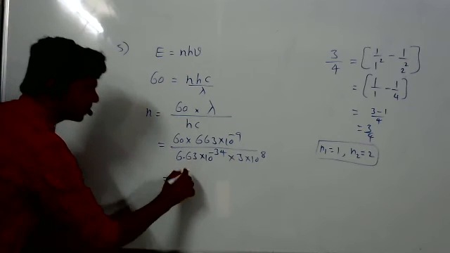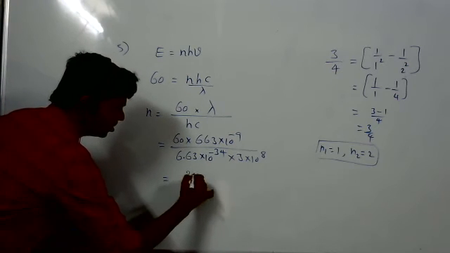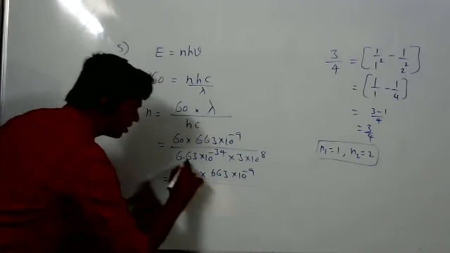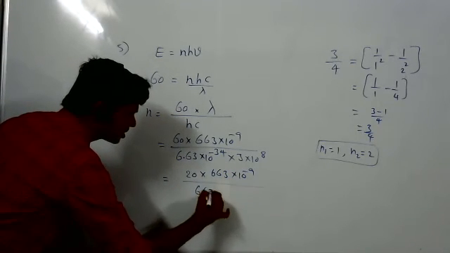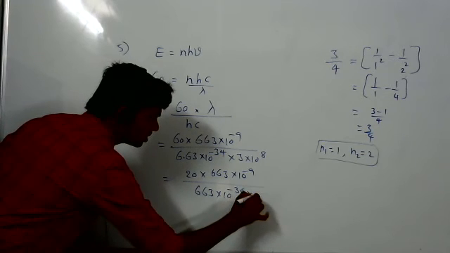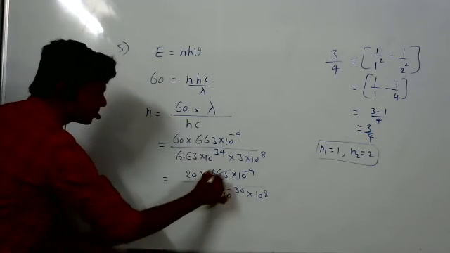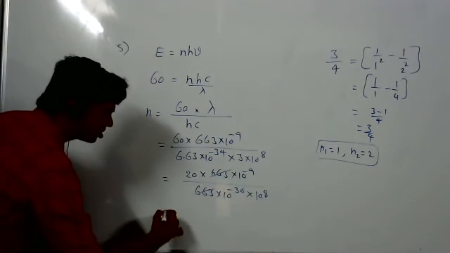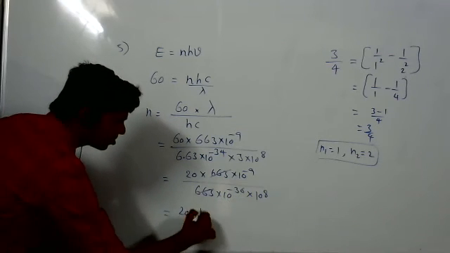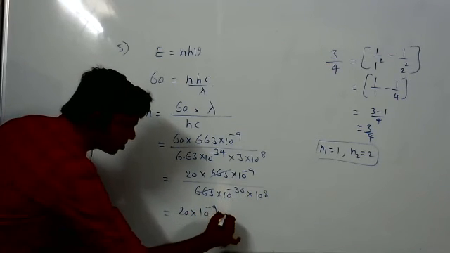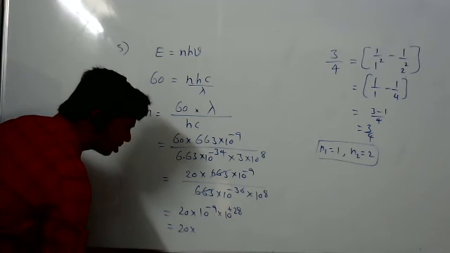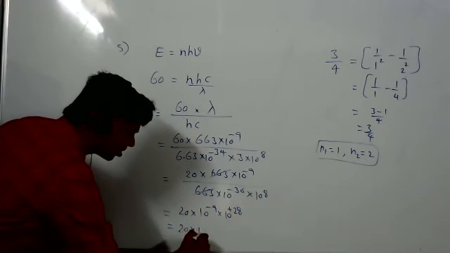See, this one I'm writing as 3, and here 60. So 20 into 663 into 10 power minus 9, divided by this, which I'm writing as 663 into 10 power minus 36 into 10 power 8. This is cancelled. Next, 20 into 10 power minus 9, and here 10 power minus 20 plus 28, so 20 into 10 power 19.